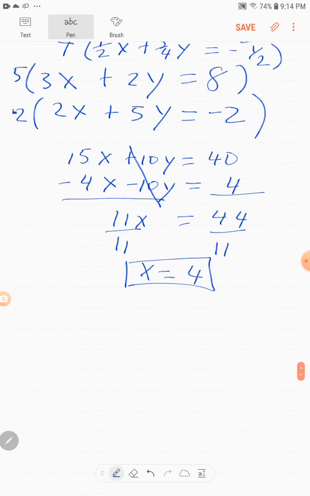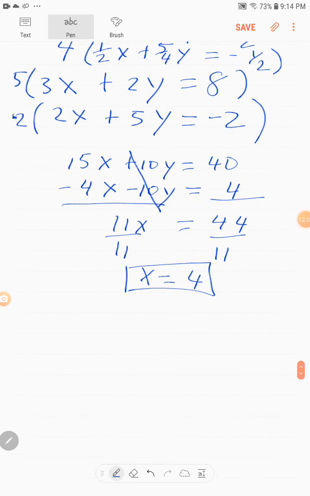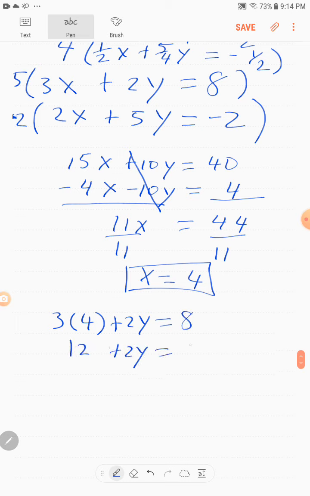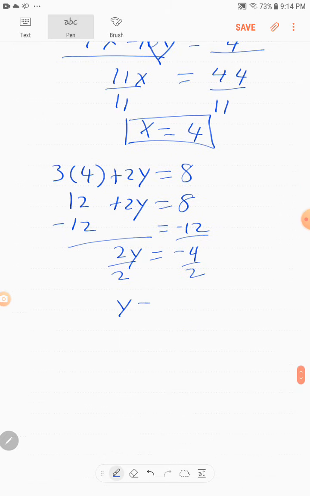Now substitute this into one of the equations where we didn't have the fraction. So we can have 3 times 4 plus 2y is equal to 8. So 12 plus 2y equal to 8. Subtract 12 from both sides. So we get 2y equal to minus 4, and divide both sides by 2. So here we have y equal to negative 2.